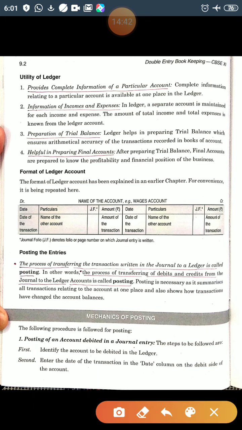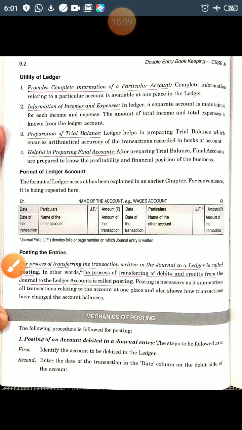The name of the account is written in the middle of this format, and it will not be entered anywhere inside the account. All the information related to the entry goes here, but the name of the account, wages account, you will not enter anywhere inside this format. How will it be? We will see tomorrow.